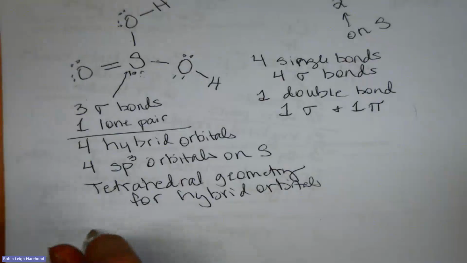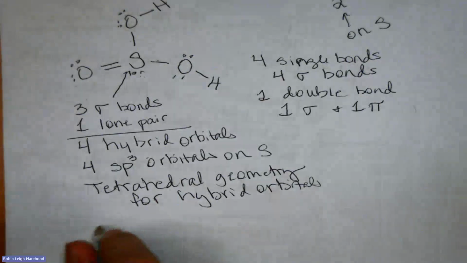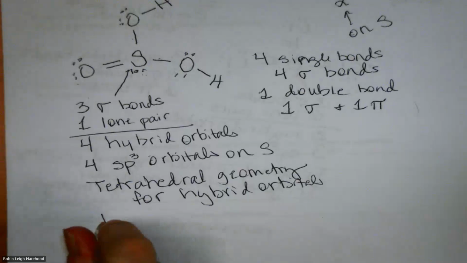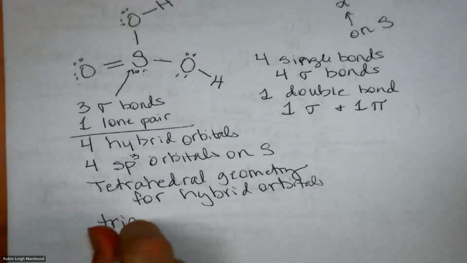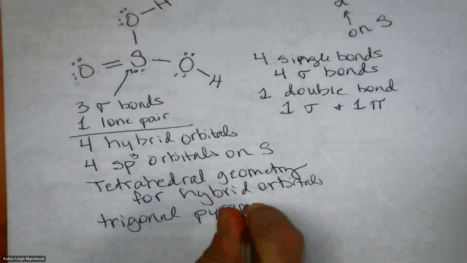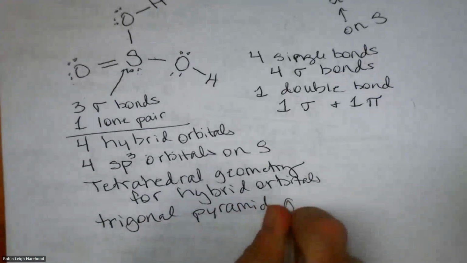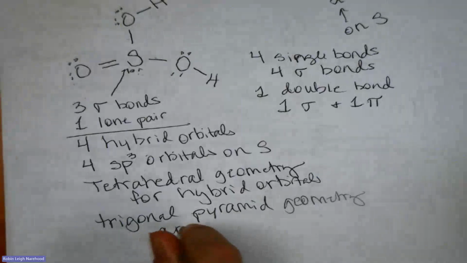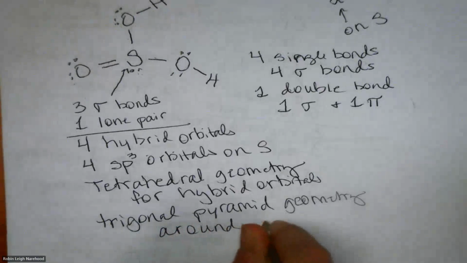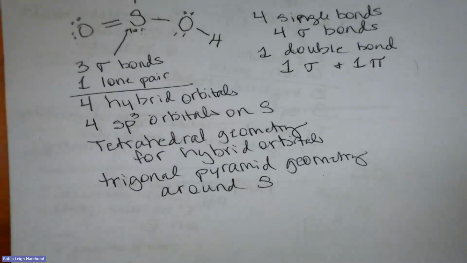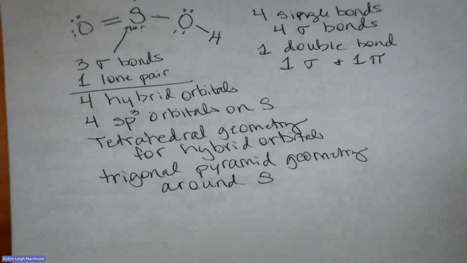And so the shape around the sulfur would be trigonal pyramid geometry around the sulfur. So around the sulfur atom, it's going to be trigonal pyramid.